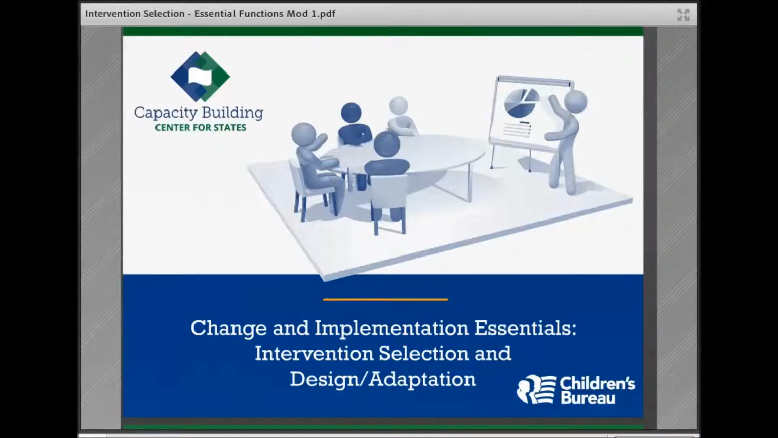Before starting this series, have you read the Intervention Selection, Design, and Adaptation brief and completed the first section of the Intervention Selection Workbook? If not, we recommend you take some time to complete these steps and then return here to where you left off.